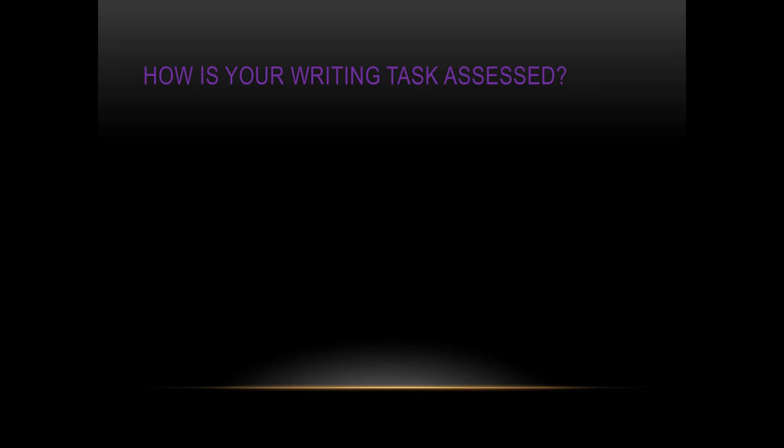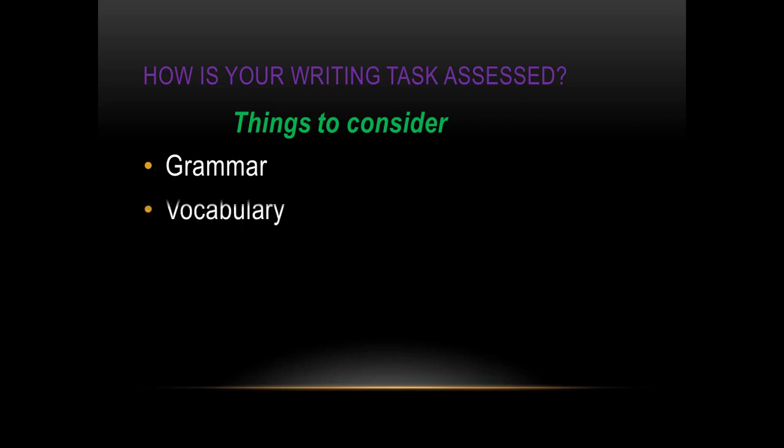How is your writing assessed? How does somebody get 5, 5.5, 6, 6.5, 7, 7.5, 8, 8.5 or 9? What's the criteria? Things to consider. Grammar. Definitely grammar is very, very important. Zero tolerance. If you cannot write a grammatically correct sentence, you cannot expect a better score.